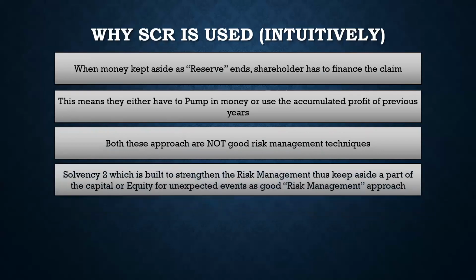Solvency 2, which is built to strengthen risk management, keeps aside a part of the equity or capital for unexpected events, because there is no physical existence of the liability. Something might be going wrong somewhere, and that might lead to an unexpected liability. If we know that already, then we have to keep some amount of capital so that the unexpected liability can also be taken care of, right? And that capital should not be invested in risky assets. It should be invested in regulated assets, so that the capital is protected and can be used when such a situation arises, right?